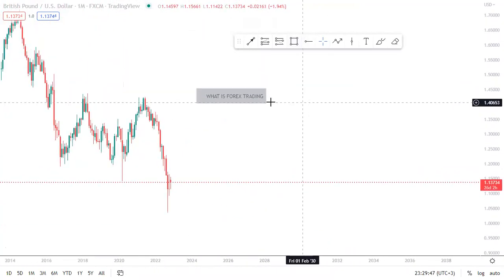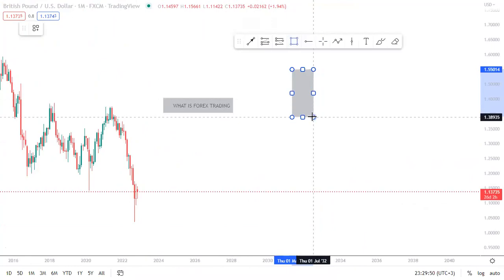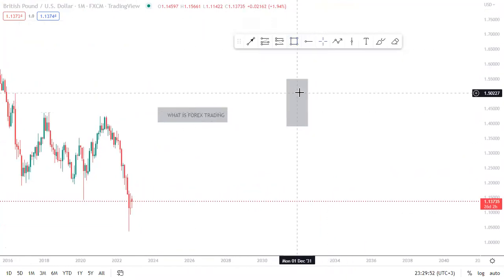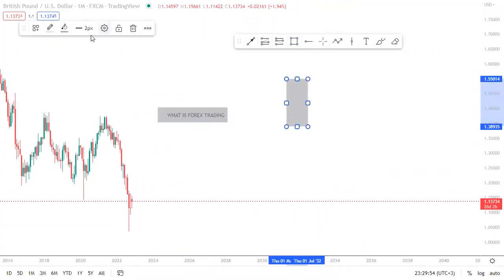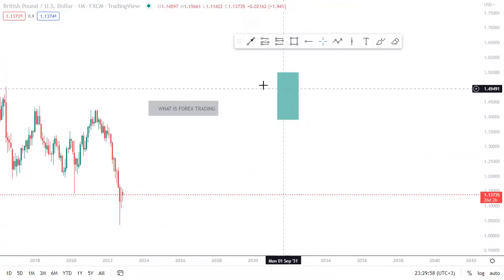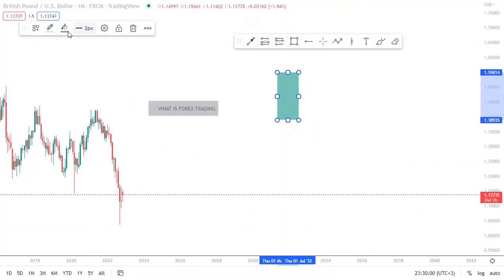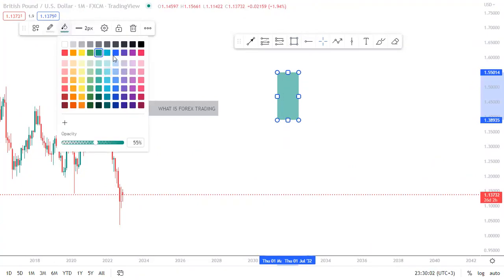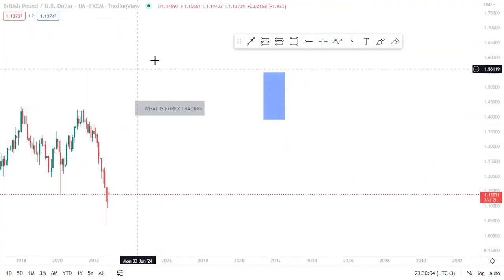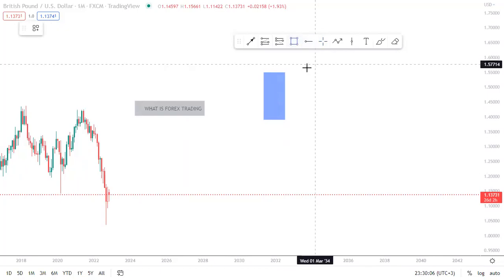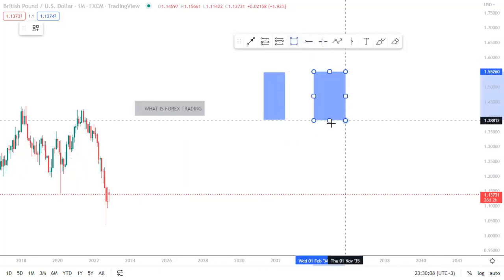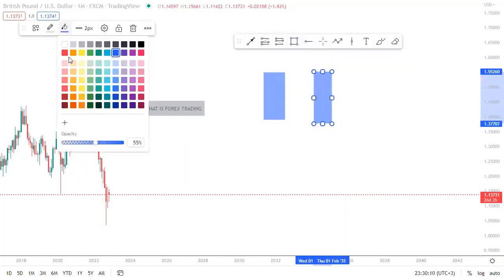So let me draw it like this. Let me make this blue, let me make this blue, let me make this blue. I think it's now kind of similar. Blue and red, blue and red.